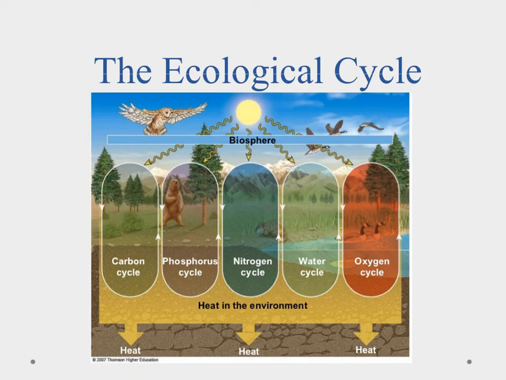Okay, the final cycle is the ecological cycle, and the ecological cycle is how we trace things moving through the ecosystem. And the things that we're looking at are carbon, phosphorus, nitrogen, water, and oxygen, and all of those things are important for living things, and they all travel through a cyclic nature through the ecosystem. Now, even though there's 5 different cycles here, all of those cycles are interrelated and they depend on each other, and that's why we have the ecological cycle.